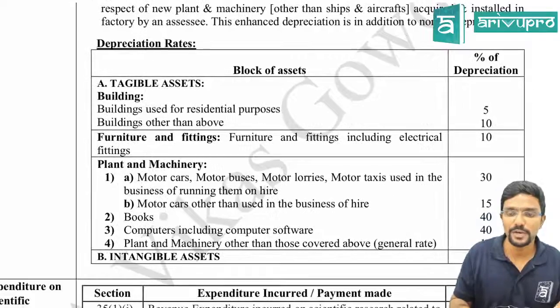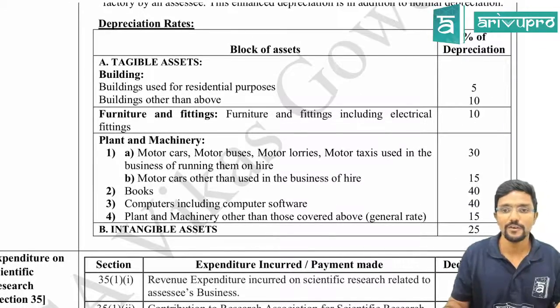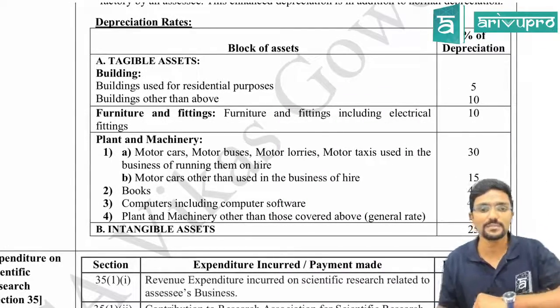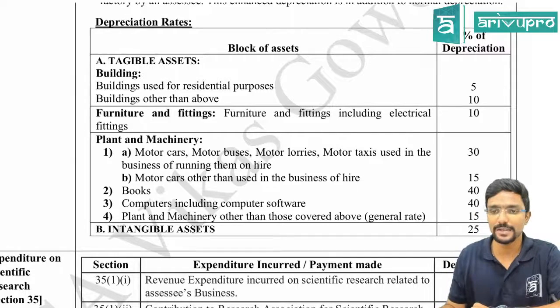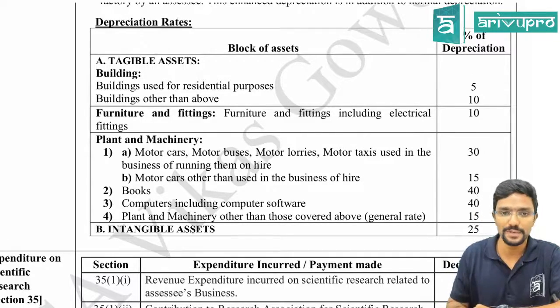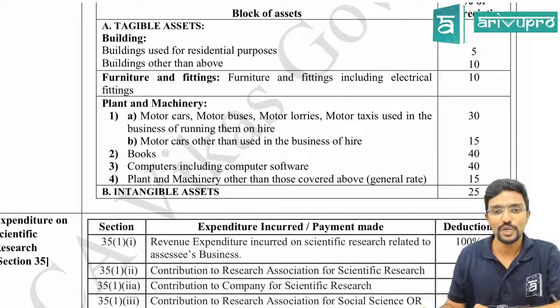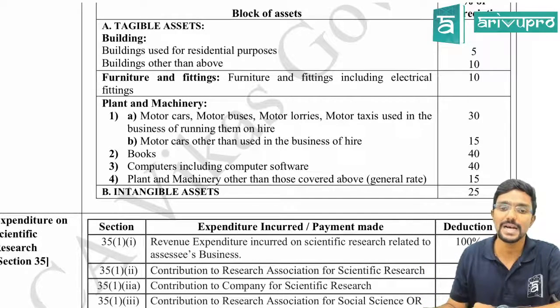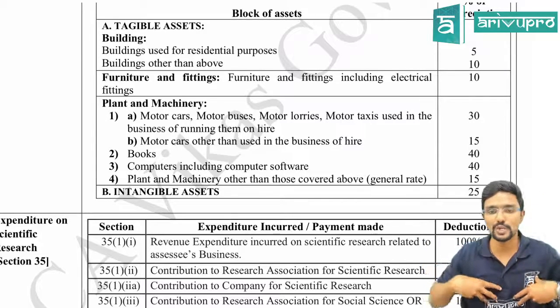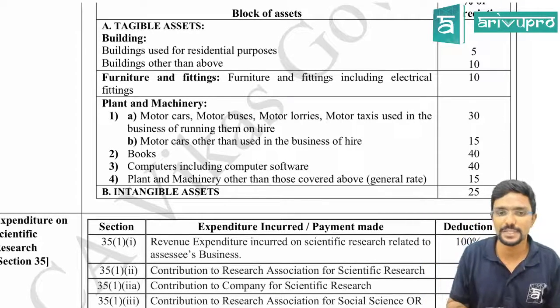So what are some important depreciation rates I have given here? For building, if it is used for residential purposes, 5%. Other than that, 10%. Furniture and fixtures, 10%. Plant and machinery, under that there are various categories. If motor car, motor buses, motor lorry or taxis are used in the business of hiring, then it is 30%. Normally it is transportation companies which are covered here. Then motor car other than those used in business on hire, that is, for normal business I am using motor cars. In that case, 15% depreciation.